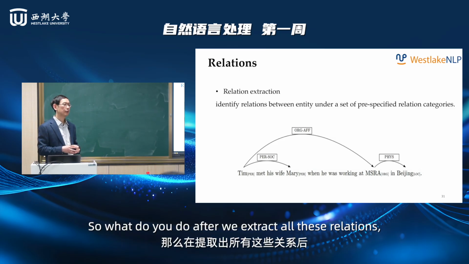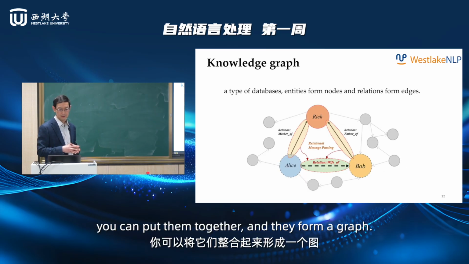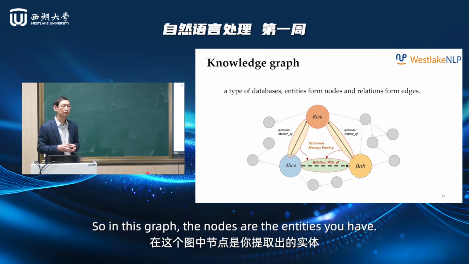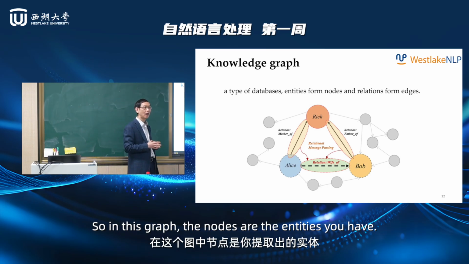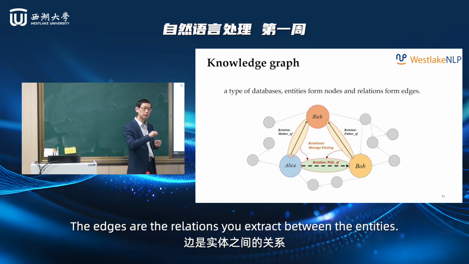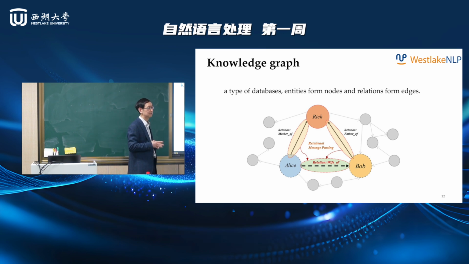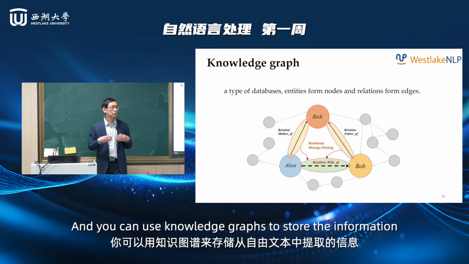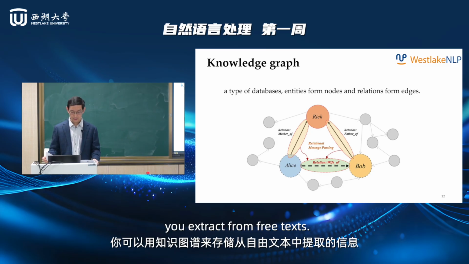So what do you do after you extract all these relations? You can put them together and they form a graph. In this graph, the nodes are the entities you have. The edges are the relations you extract between the entities. So this graph is called a knowledge graph. And you can use a knowledge graph to store the information you extract from free text.